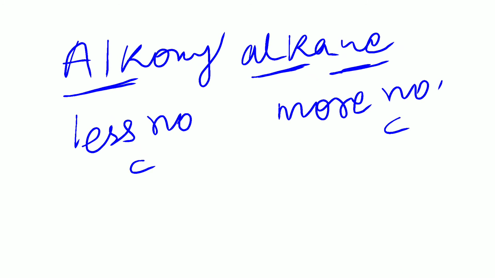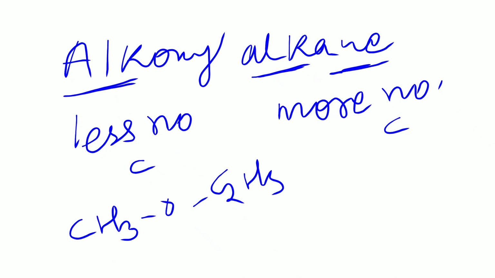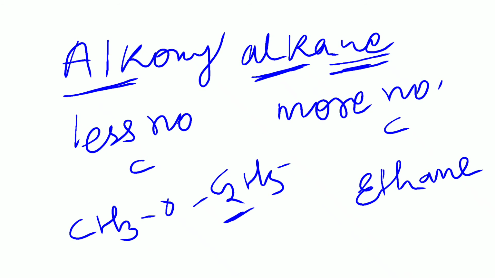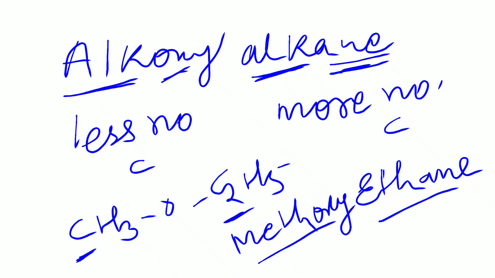Say for example CH3OC2H5. Here this has more carbons, 2 carbons, so in place of alk we will write eth, and we add ane, ethane. This has fewer carbons, so we write meth and add the suffix oxy, so it will be methoxyethane.